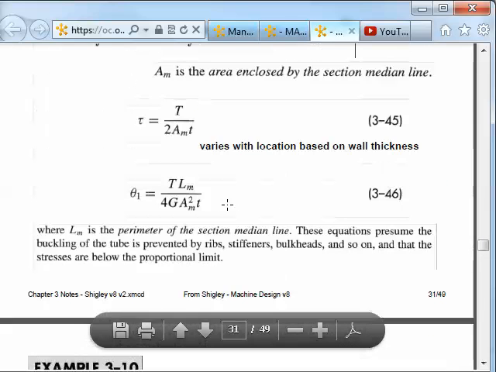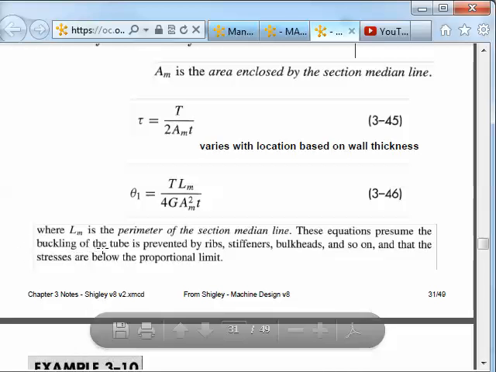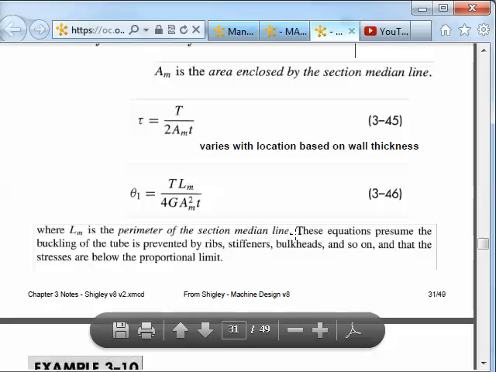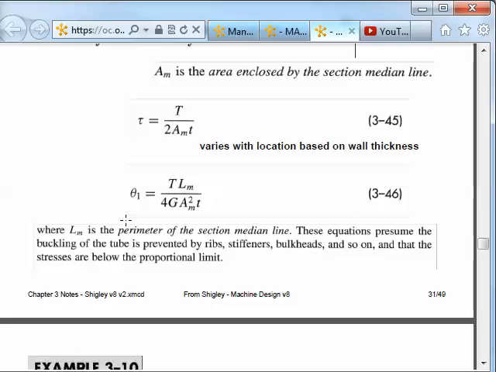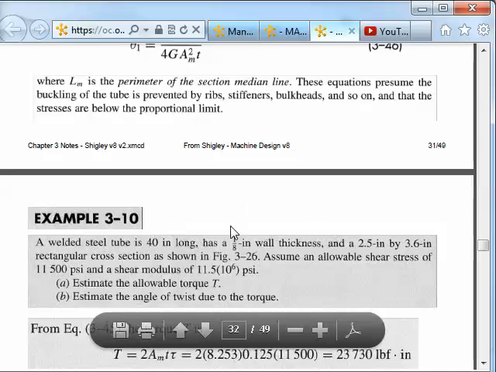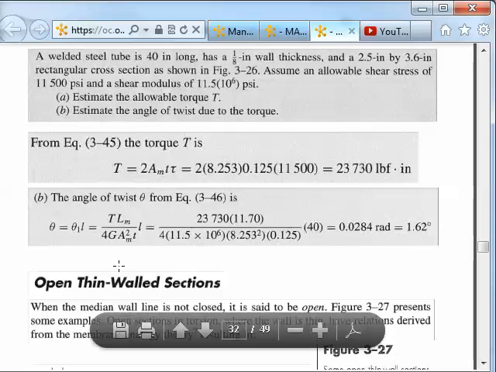Okay, I've got this L sub M thing. Yes, L sub M is not the length of the tube. It is the perimeter of the medium line. Then this must be, since the length of the tube never comes into it, the angle of twist per unit length? And I don't see that defined. That puzzled me for a moment, almost caused me to make a mistake. So let's see what we find out about this thing. I may have to start over.